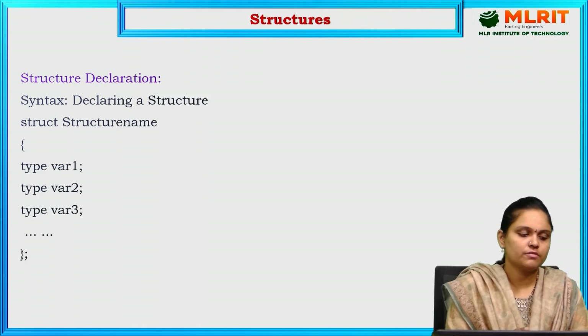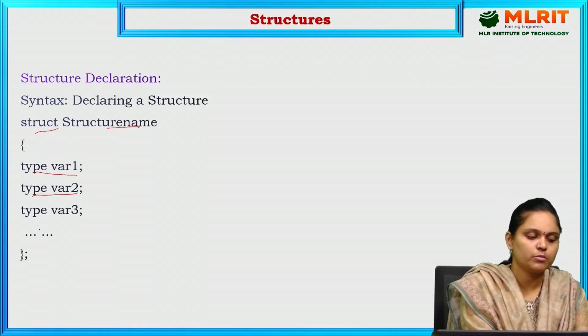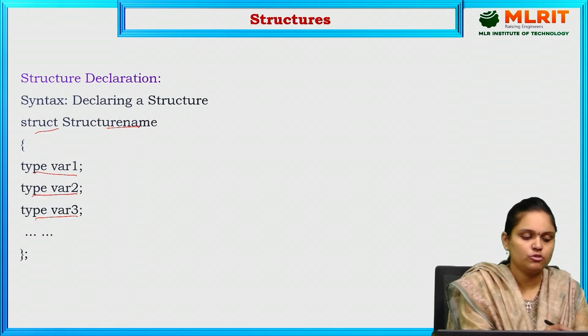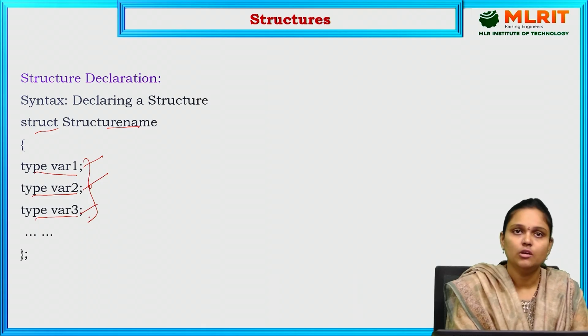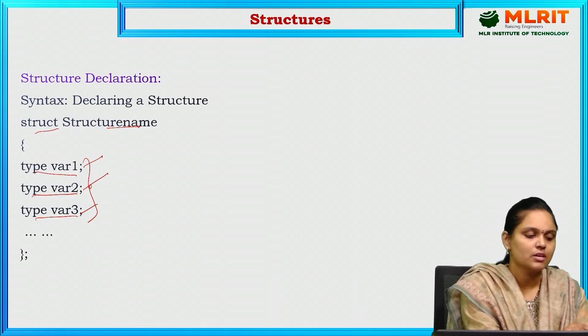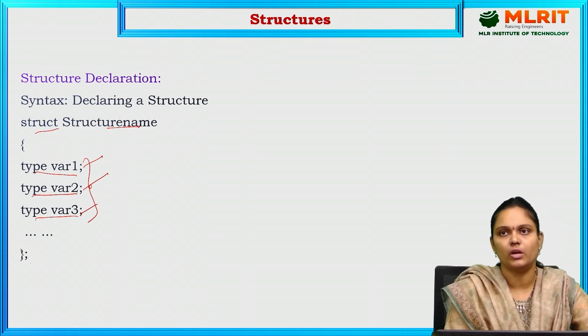The syntax of a structure declaration is struct name, then data type variable 1, data type variable 2, data type variable 3 and so on. However many members you want to include, each of these is known as a member. This is one member, member 2, member 3 and so on. You include them inside the curly brackets and end the structure with a semicolon.